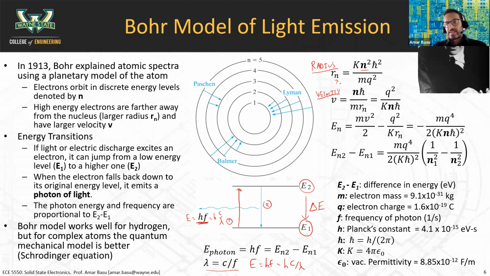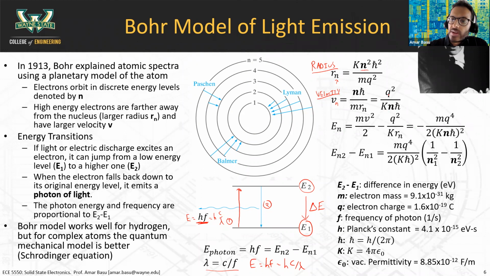What is the velocity that the electron is moving at? So if you imagine the electrons orbiting the nucleus along one of those specific radii. So again, you have V sub n. The velocity at a specific energy level n is equal to n times h divided by m times r sub n. Okay, it turns out with some math, this is equivalent to q squared over k n h.